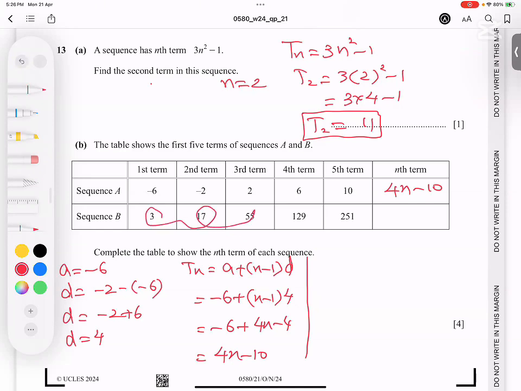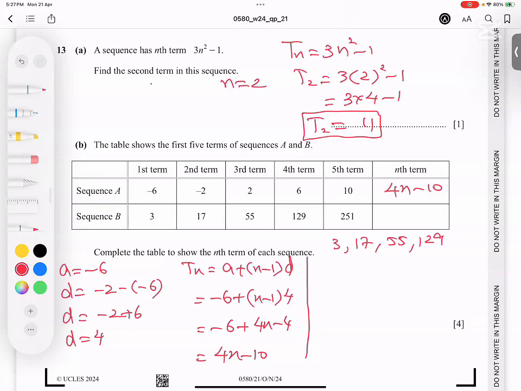Are these square numbers? No, they are not square numbers. So are they cube numbers? They look close to cube numbers, but not exactly cube numbers. For example, the cube of 1 is 1. The cube of 2 is 8. The cube of 3 is 27, but still too far. So what is the technique? We can do it this way: 3, 17, 51, and 129.